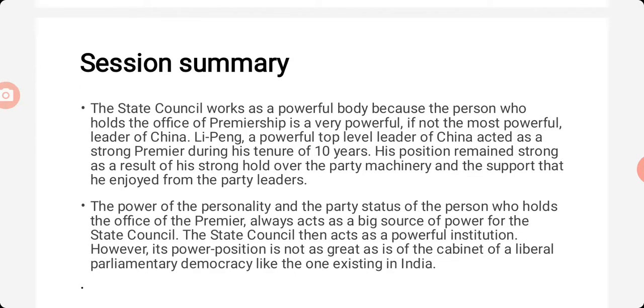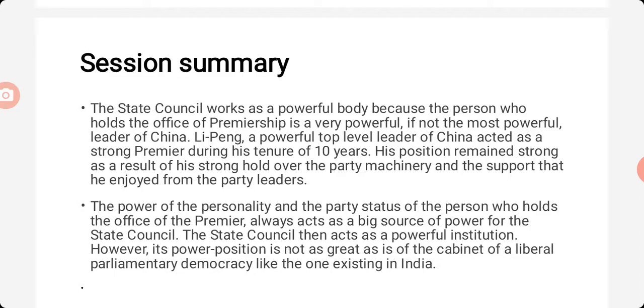Session Summary. The State Council works as a powerful body because the person who holds the office of premiership is a very powerful, if not the most powerful, leader of China. Li Peng, a powerful top level leader of China, acted as a strong premier during his tenure of 10 years. His position remained strong as a result of his strong hold over the party machinery and the support that he enjoyed from the party leaders.